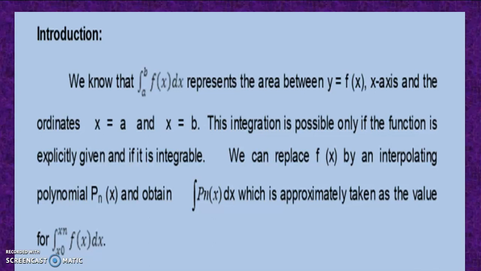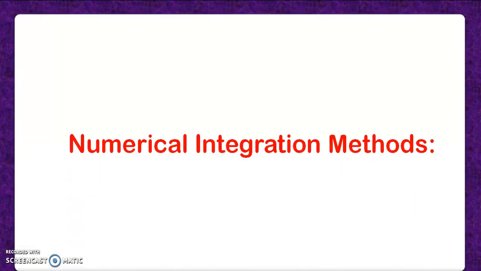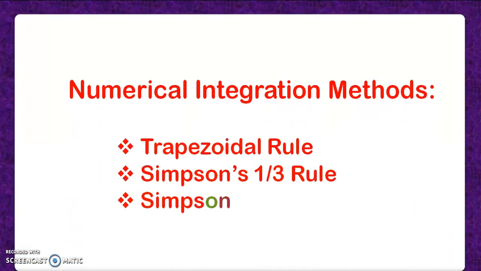So here we can replace the function f of x by an interpolating polynomial Pn of x and obtain integration of Pn of x dx, which is almost equal to the integration from a to b f of x dx, or integration from x0 to xn f of x dx. In numerical integration there are three methods. One is the trapezoidal rule, second one Simpson's 1/3 rule, third one Simpson's 3/8 rule.